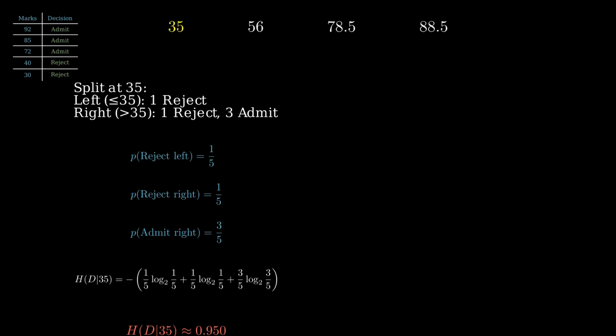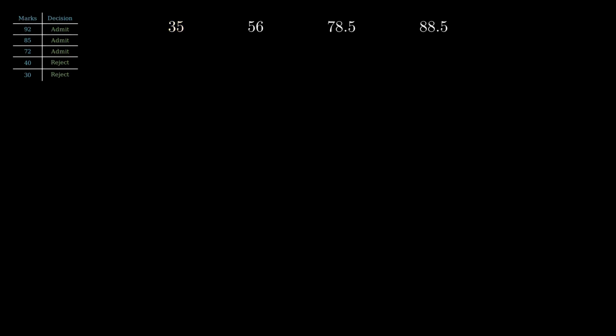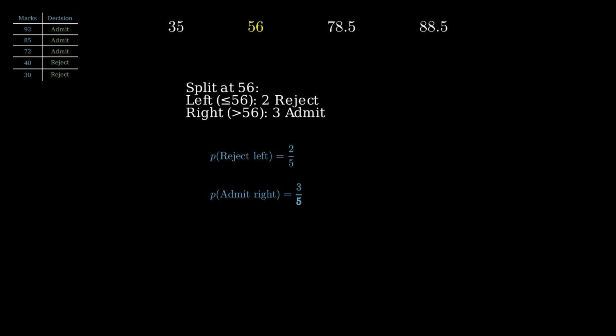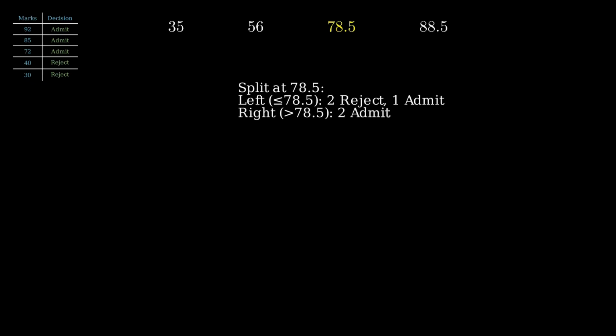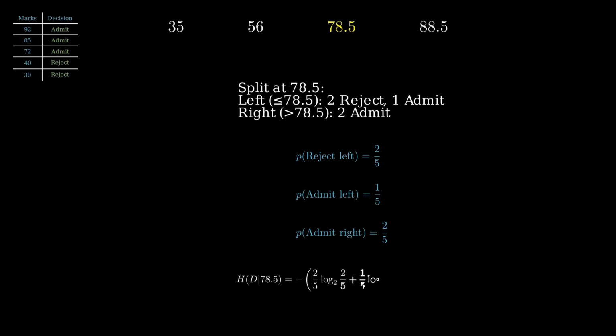The idea is simple. The better a feature splits the data into clean groups, the more useful it is for building the decision tree. Now let's go through each possible split one by one. First we try splitting at 35. We separate the students into two groups, those scoring less than or equal to 35 and those scoring more. Then we calculate how pure each group is using entropy. We'll substitute the probabilities into the formula and find the weighted average entropy after the split.